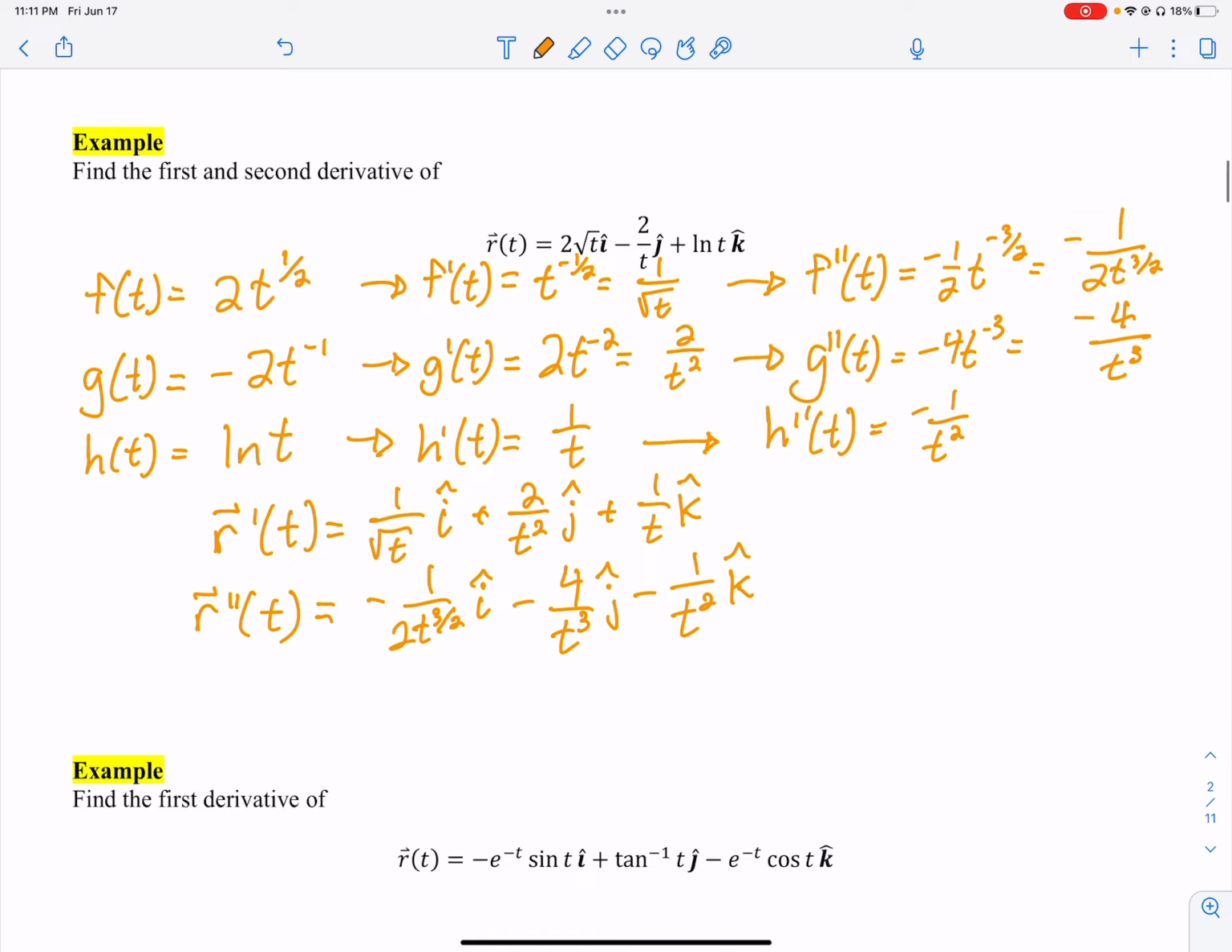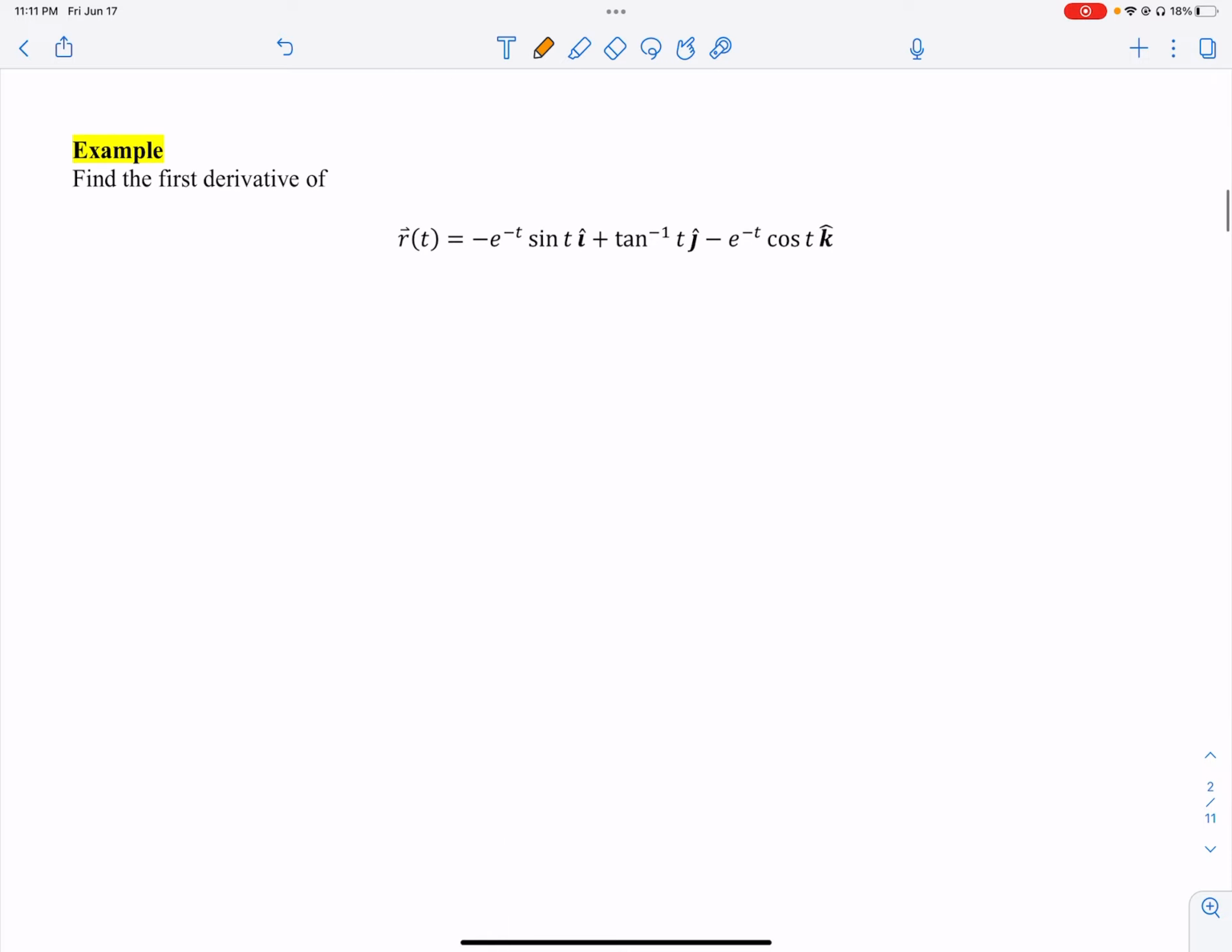All right, so the next one just says find the first derivative, because the second derivative would take quite a bit more work. So we're going to name each component. F of t is negative e to the negative t sine t. And I'm going to go ahead and do my derivative here because I don't know how crazy it's going to get. This is a product rule. Derivative of negative e to the negative t, right? That's going to be e to the negative t, because that negative would make a negative 1 and cancel.